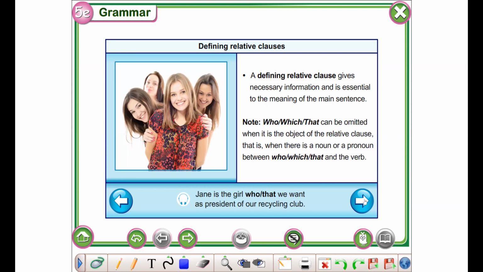Така. Ето сега, тук имаме пример за who и that. Jane is the girl who we want as president of our recycling club. Jane is the girl that we want as president of our recycling club. Добре. Айде запишете ги. Това са така наречените defining clauses, които в момента учите.